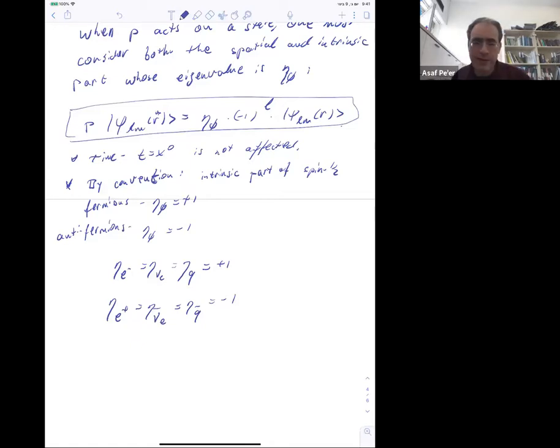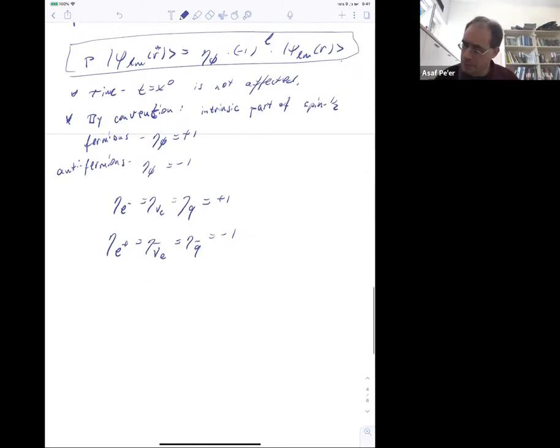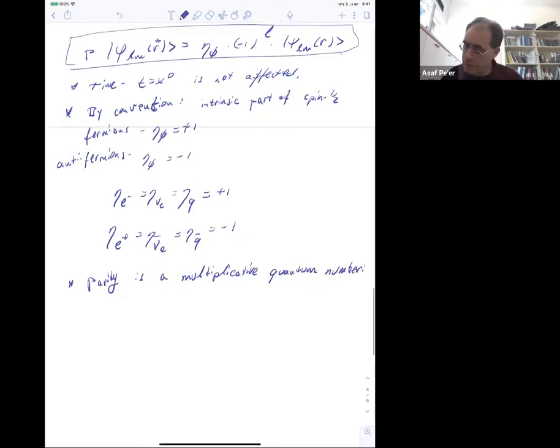Now, parity is a multiplicative quantum number. So if we have a system which contains two particles, P acting on psi_AB would just be the intrinsic parity of A, times the intrinsic parity of B, times -1 to the power L, where L is the relative orbital angular momentum between them, and then psi.